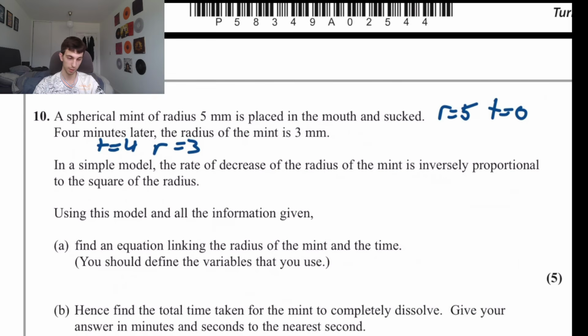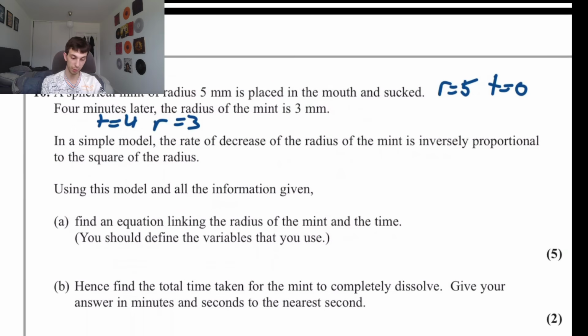So from here, moving on, we have the rate of decrease of the radius of the mint is inversely proportional to the square of the radius. Whenever I see rate of decrease, you have to be thinking time. Remember, inversely proportional means we're going to have something over, in this case, the square of the radius. So it's going to be something over r squared.